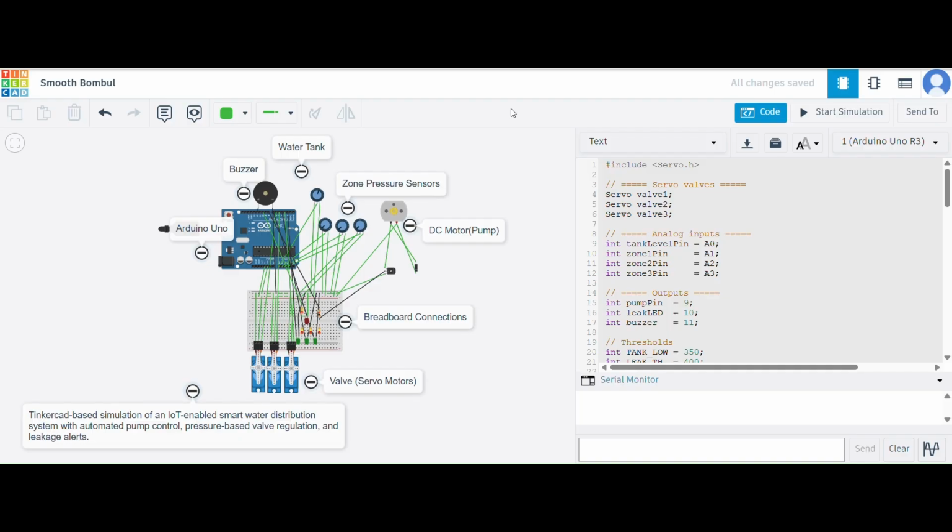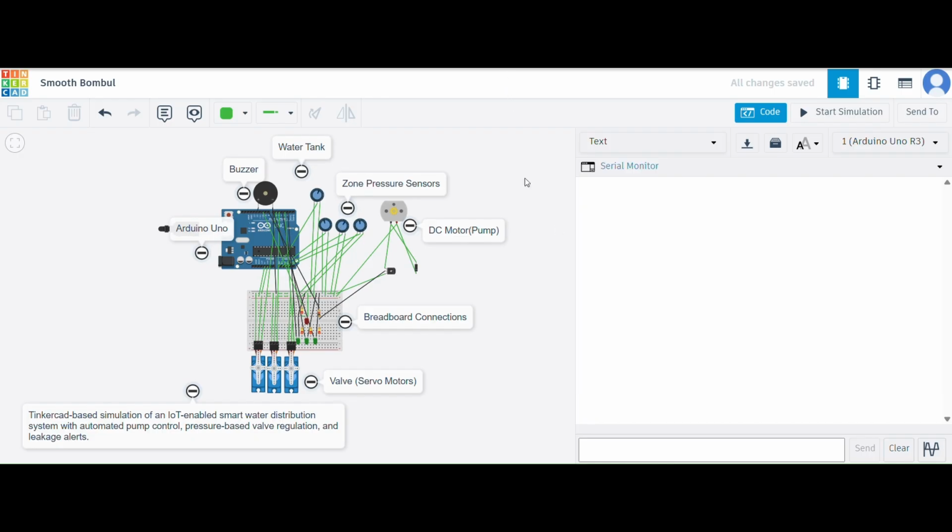This Tinkercad circuit shows a real smart water supply system where potentiometers act as the tank level and the pressure sensors. The Arduino UNO controls the system. The DC motor represents the pump. Servo motors act as automated valves and the LED with the buzzer gives leakage alerts. This serial monitor displays real-time readings and system actions, simulating IoT monitoring. Now, I will demonstrate the working of the system.